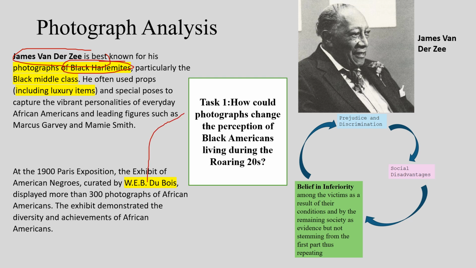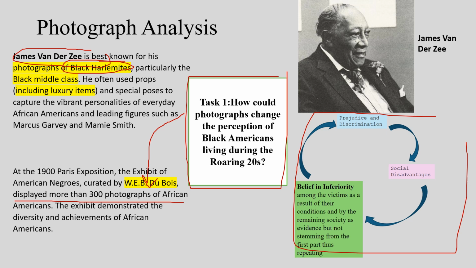We also have W.E.B. Du Bois coming up once again. He has a collection of photographs that are being displayed. And this is task number 1 that you want to complete. How could photographs change the perception of Black Americans living during the Roaring Twenties? I've also included the vicious cycle.